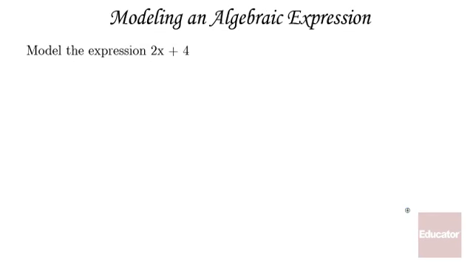Model the expression 2x plus 4. Modeling is creating a visual representation of the algebraic expression. So for example, we don't know what x is, so we can create a figure to represent x. So let's say this long bar is x. We have 2x, two of these long bars, plus 4. We know 4 is just 4 units. So this is a model of the expression 2x plus 4.